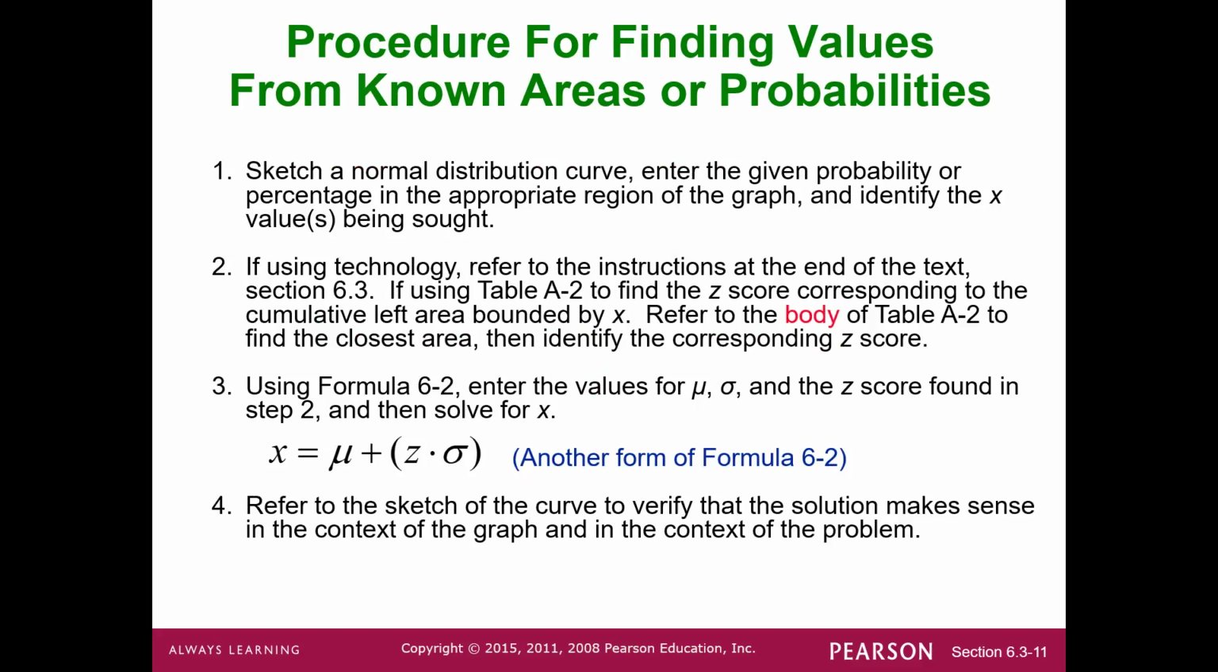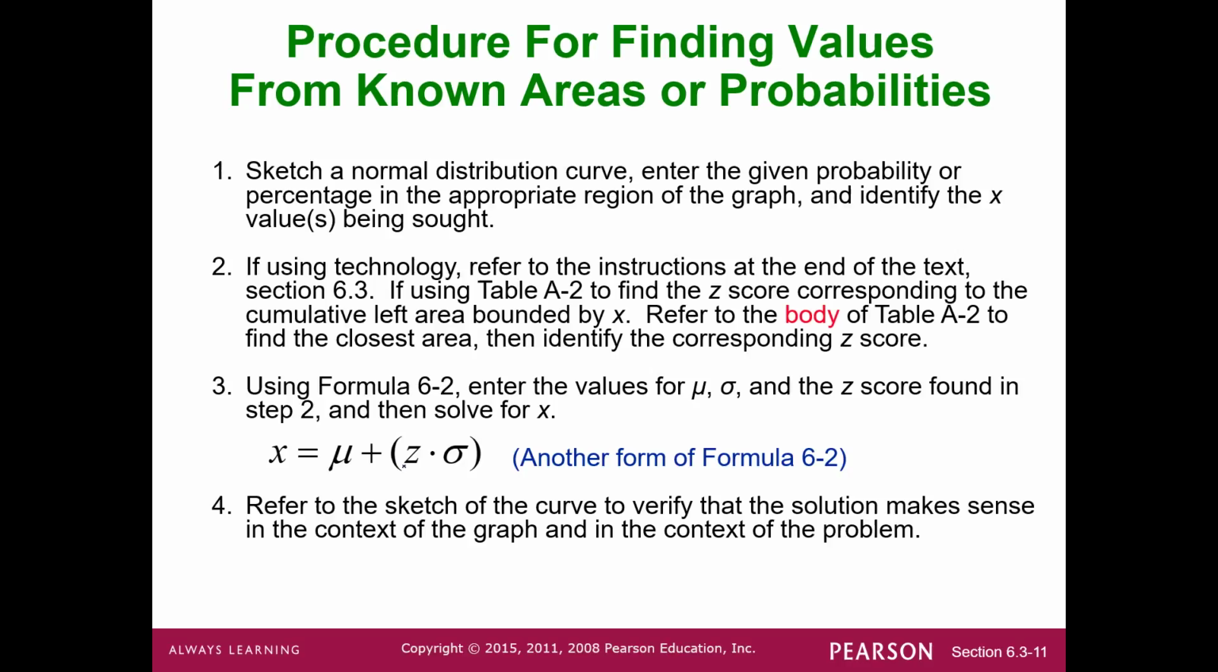Okay, so let's take a look at the procedure for finding values from known areas or probabilities. So there might come a time when we may have the area or proportion, and our job is to actually find the x value associated with it. And we know what button we're going to use for that now. So this is going the opposite way.